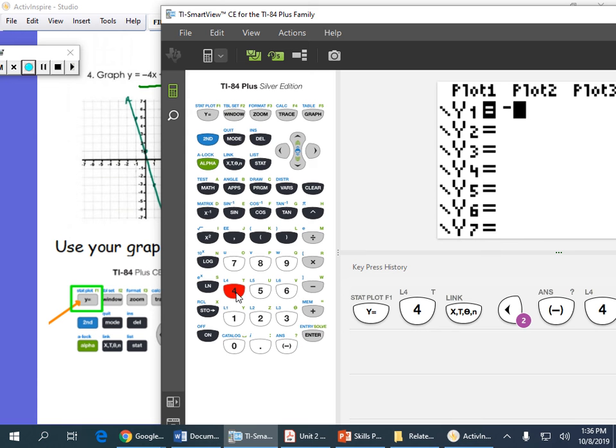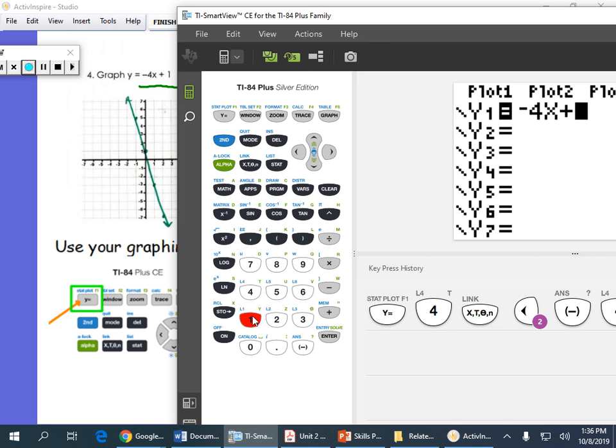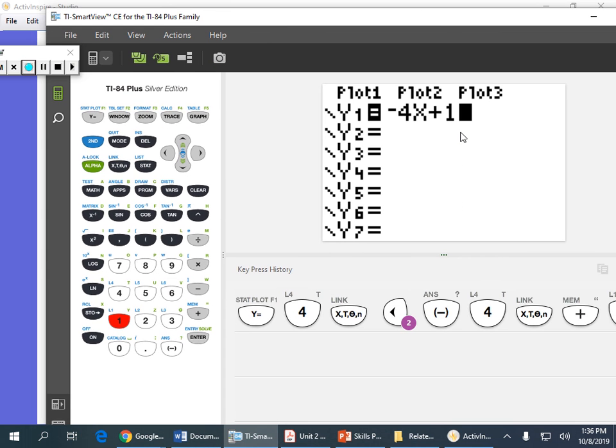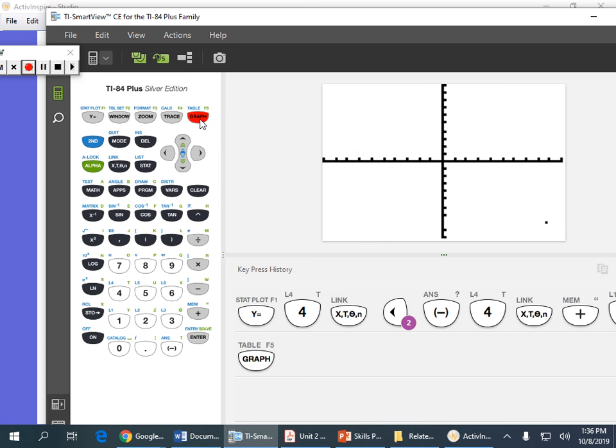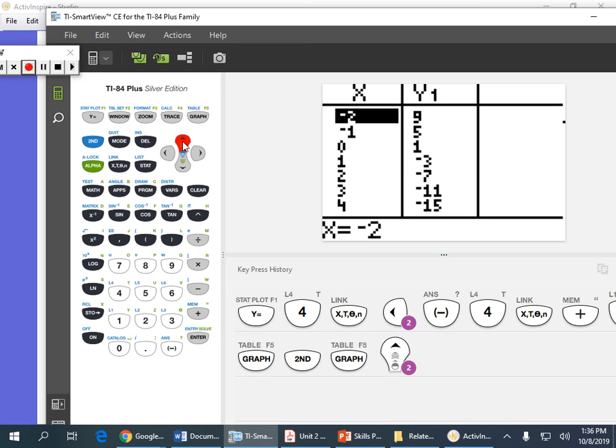So -4x, and then it's plus 1. I'll slide this over so you can see it. -4x plus 1. Then you press graph. You can always zoom in or out, but if you hit second graph, you can look at the table of values. So that can also help you graph the different points there, okay?